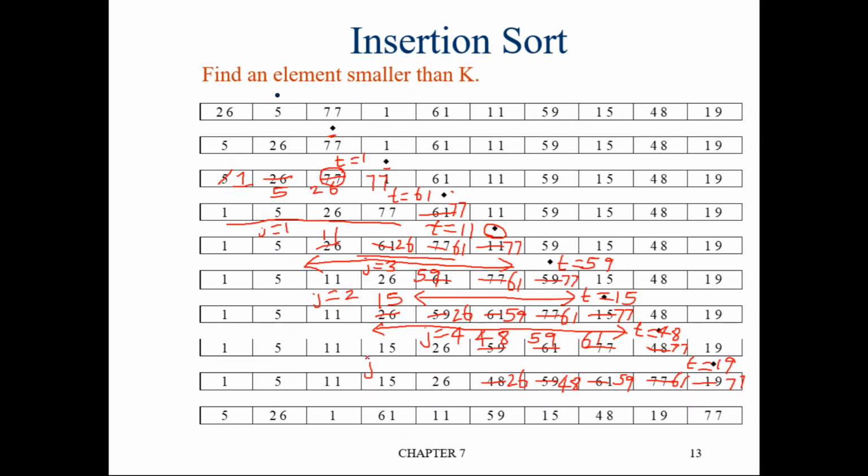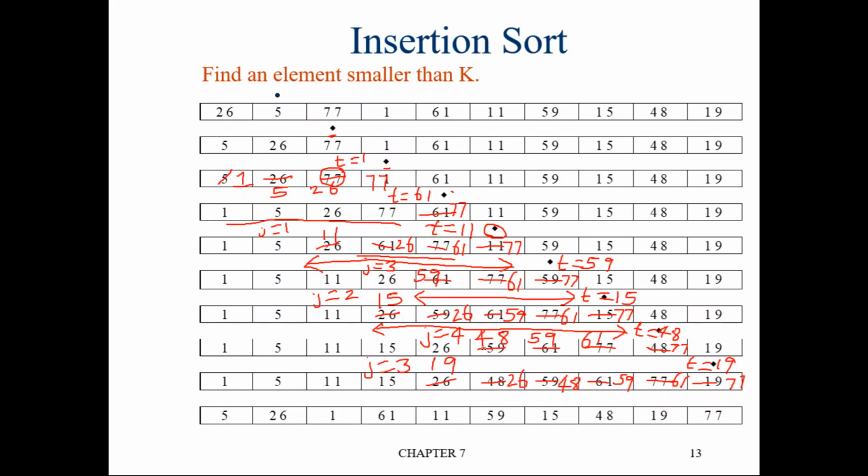At this point what is j? j is 0, 1, 2, 3. So a of j plus 1, that is this location, will be replaced with 19. Okay. So this location will be replaced with 19. Okay. So on and so forth, it continues.